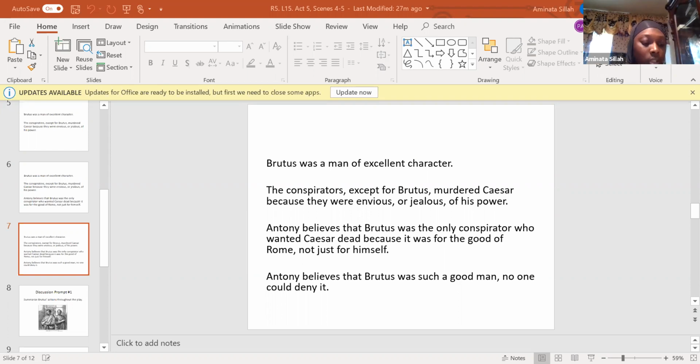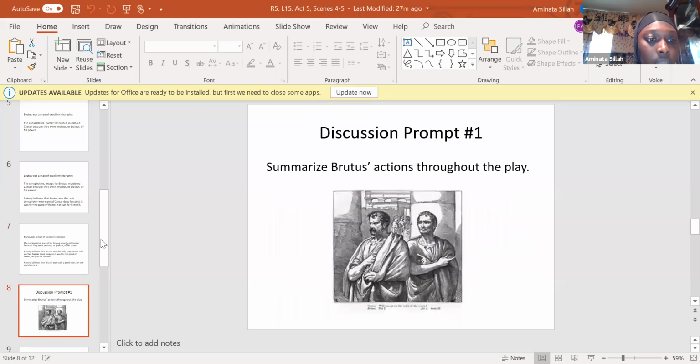So now that we've talked about the theme of public good over private benefit, we're going to zoom in on another big idea and discuss how it's important to our protagonist, Brutus. We're going to think about the importance of honor to Brutus by summarizing his actions throughout the play. For this, I'm actually going to put us into breakout rooms. But for our discussion, we're going to summarize Brutus' actions throughout the play. So what I want really quickly is someone to tell us what this prompt is asking.